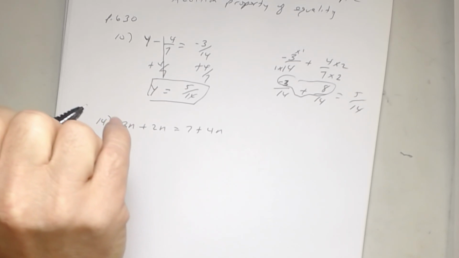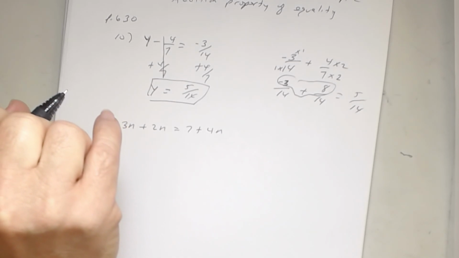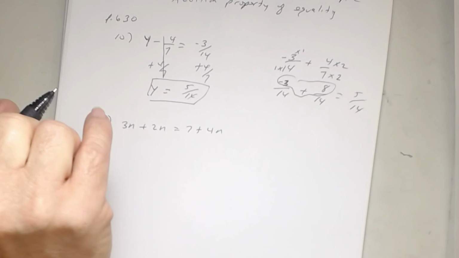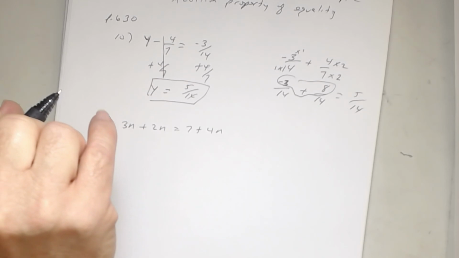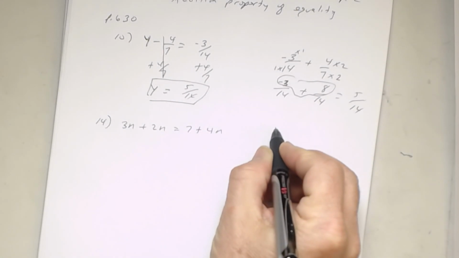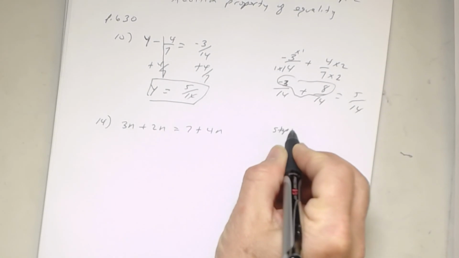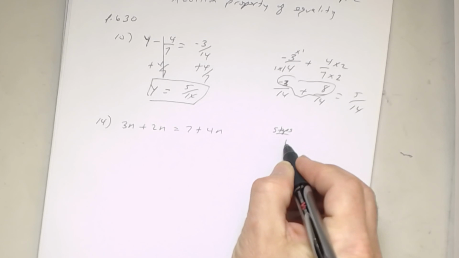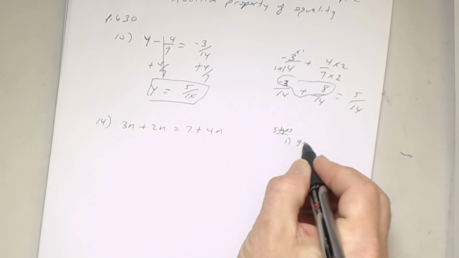Usually, though, when we get to more complicated equations, there are some steps you're going to go through. One of them is this. So let's talk about these steps. So the first step is to get rid of the parentheses, if you have any.